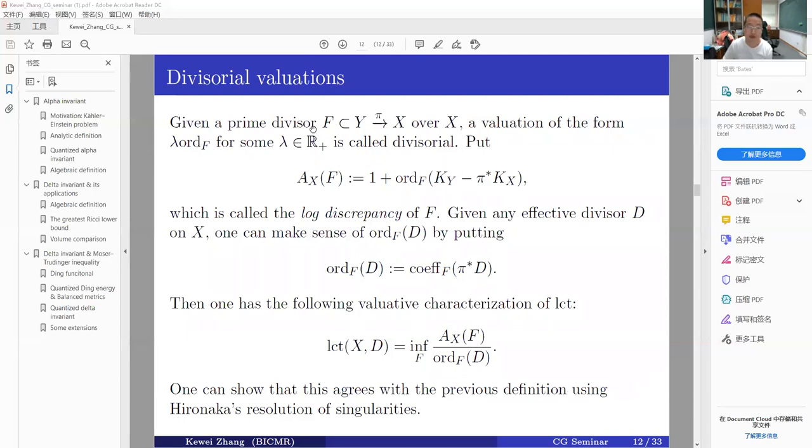And given such a divisor, you can consider its log discrepancy, which is defined this way. And now given any effective divisor on your base manifold, then you can make sense of this order of vanishing by pulling back everything to Y. Then you measure the vanishing order along the generic point of F. This will give you some quantity called the order of vanishing. Then using such notions, you can rewrite this LCT in a valuative way. So in some sense, this is somehow like a duality. When you measure this LCT, you are measuring its integrability. But somehow you can transform the problem to some valuative setting. So this quantity here is very useful when we apply tools from birational geometry.